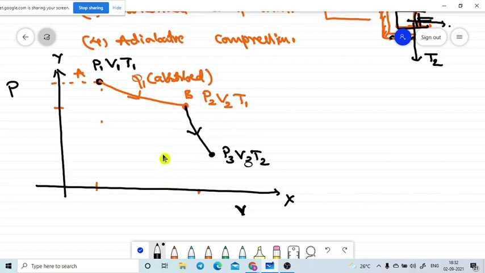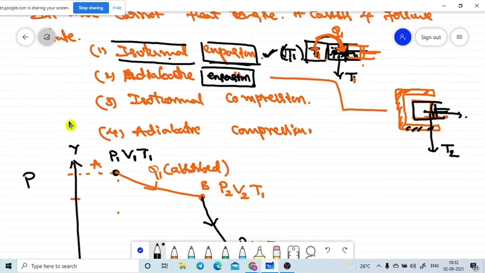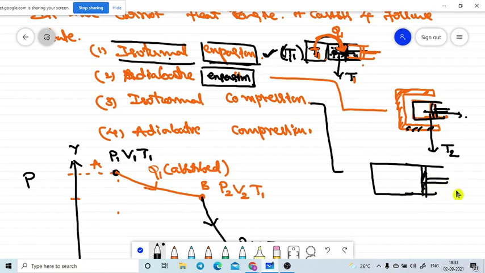Now the next process is the isothermal compression. Isothermal compression means at the same temperature we need to compress the piston. So we need external work to be done on the system. How do we do this at the same temperature? Let me do this. The piston is at another position with another volume. To compress this, we need to do work on the system.